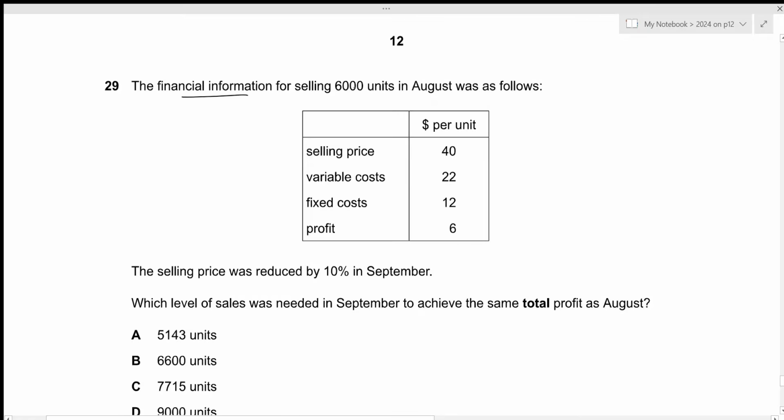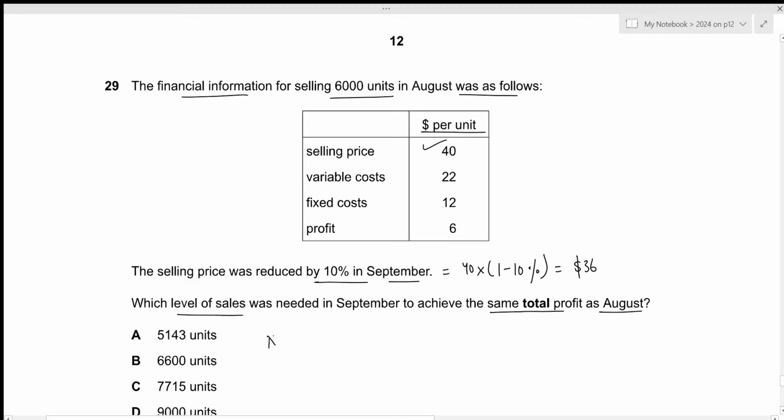The financial information for selling 6,000 units in August was as follows. We have the per unit values for selling price, variable cost, fixed cost, and profit. Selling price was reduced by 10% in September. So for the new selling price, we take the previous selling price of 40 and just reduce it by 10%. This results in the value of 36. Now, which level of sales was needed in September to achieve the same total profit as August?